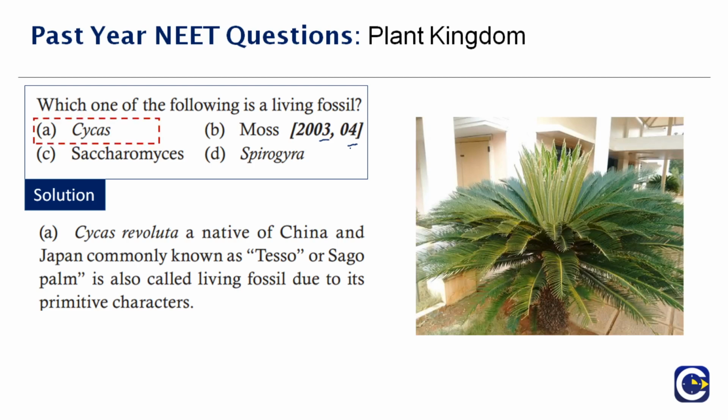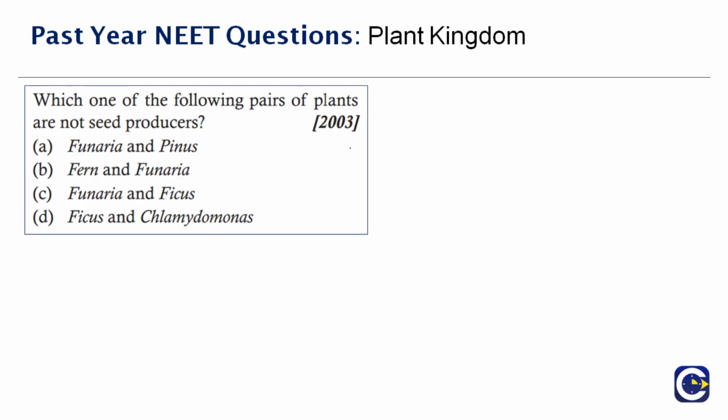And to your right side you can see the picture. I think plants like Cycas are used as ornamental plants in many places and many official areas, in schools, in school premises and so forth, because it grows very spread out and it looks very nice to see. Okay, now let's move to the next question here.